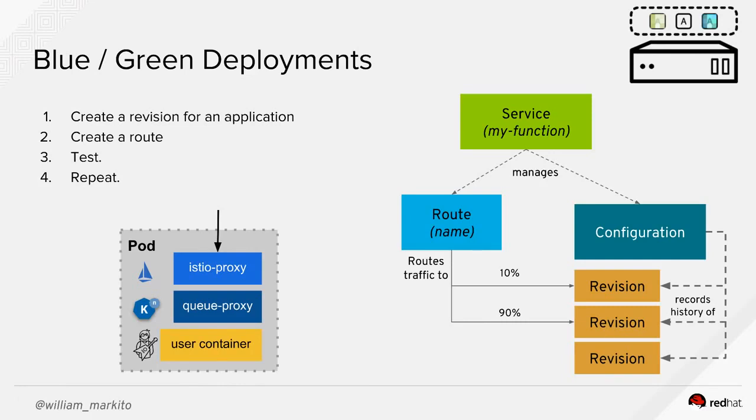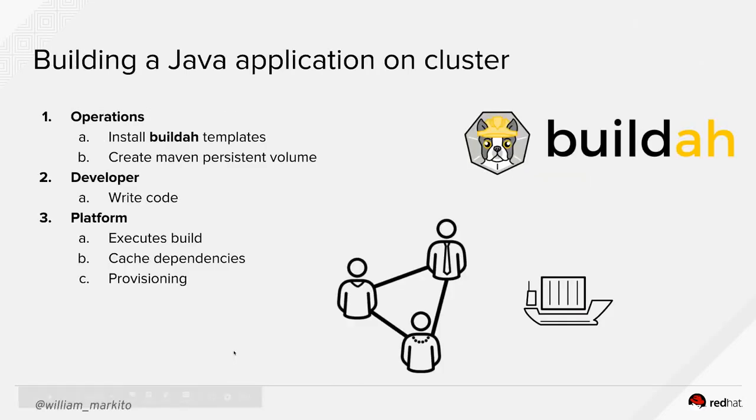The demo I did for blue-green deployments, again, the high-level steps: you create a revision for an application, you create a route, you test and repeat. Very straightforward once you get the gist of it. I know that the first time, because I was running through the video here, maybe it was too fast. Inside the pod, you get the 3 containers being created. So the Istio proxy that is going to handle all the inbound, outbound traffic to your cluster. The queue proxy, that is something that Knative adds to control concurrency, and the actual user container, right? That is where your code is going to be executed.